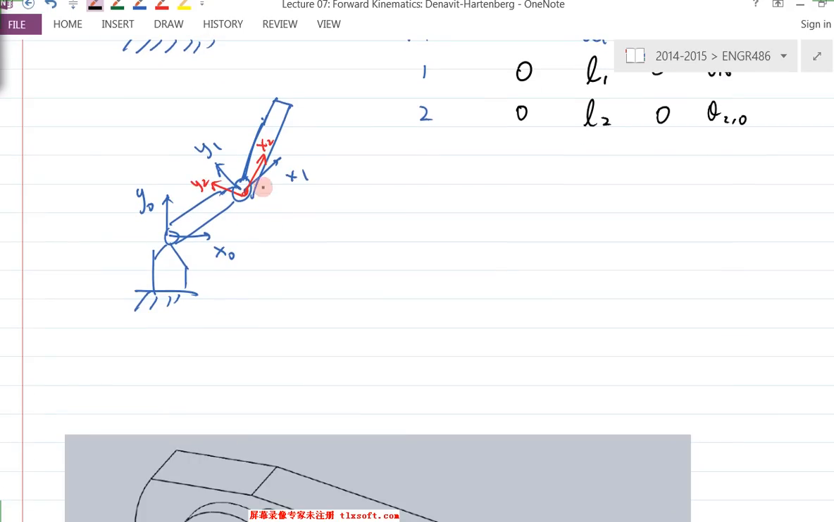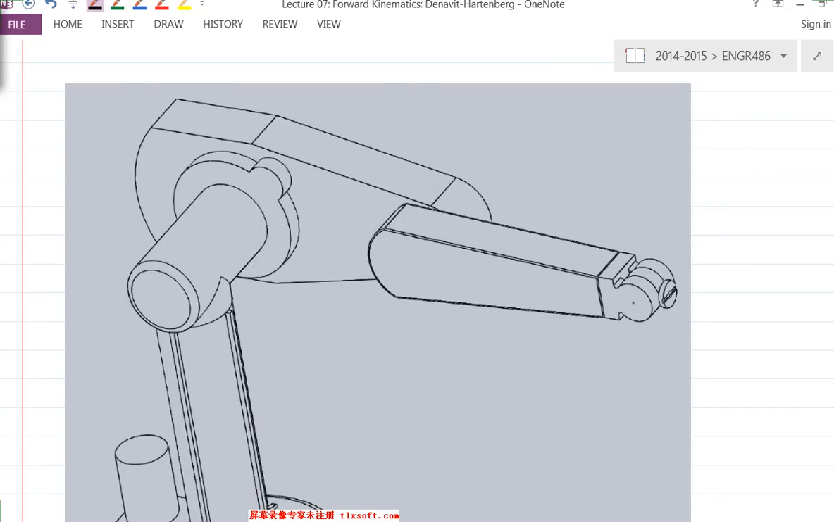Now, maybe you can think of it. If you assigned X2 somewhere in some other direction, what would this DH table look like? Which one is easier? Often you assign the frames to make your life easier, even though you have many other options. We're going to assign frames to a more complicated robot in the next lecture.